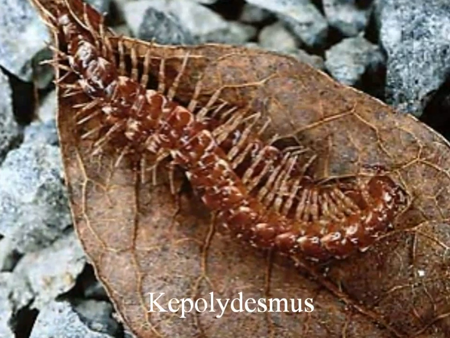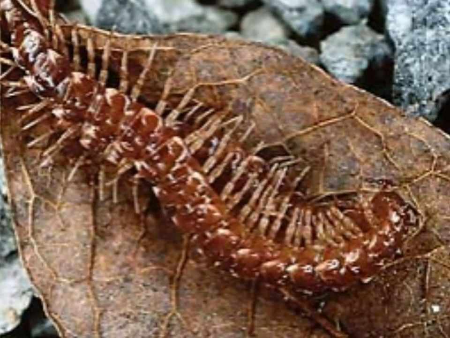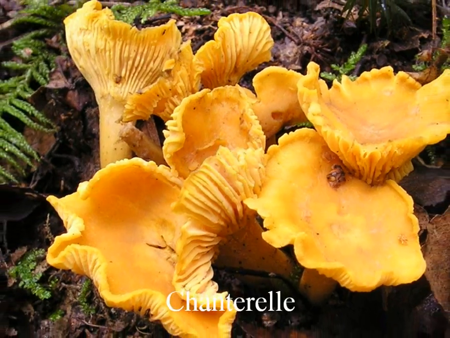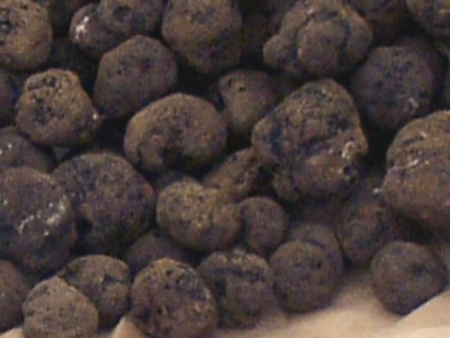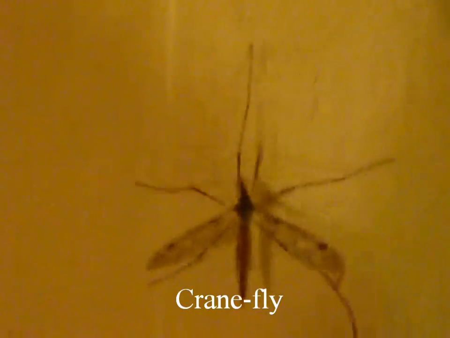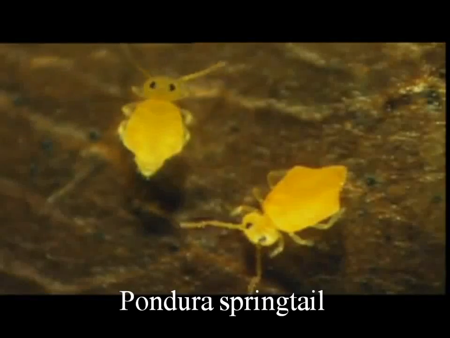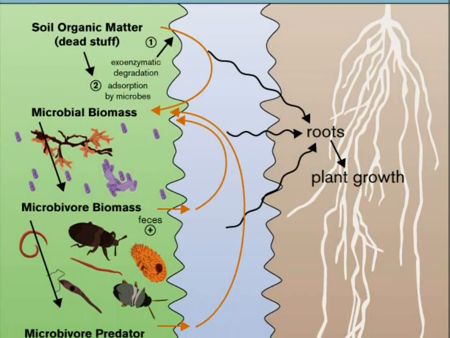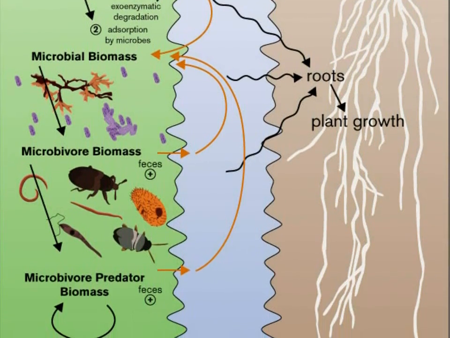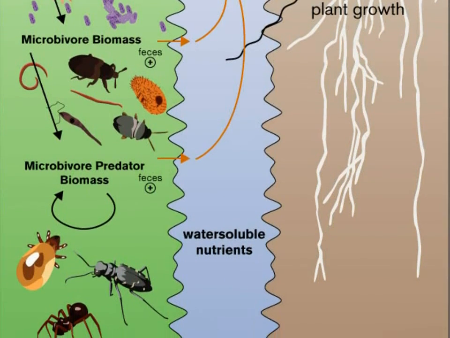Some decomposers, such as Cepedesmus, specialize on leaf litter from broadleaf deciduous trees. Fungi, such as chanterelles and truffles, feed on both conifer and deciduous leaf litter. Some decomposers eat dead roots, such as cranefly and click beetle. Still other decomposers, such as Pondura springtails, feed on pollen that falls from wind-pollinated plants. All this feeding by decomposers returns the nutrients stuck inside dead plant biomass back to the soil where plants can use it again to make live biomass.